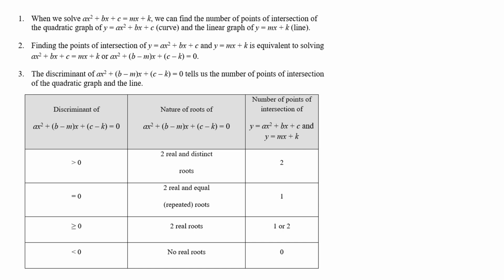Or the curve does not intersect the line at all, then of course there's no intersection point, so that means there's no real roots. So what determines whether it has two real distinct roots, or two real equal roots, or two real roots, or no real roots? It's this thing called the discriminant. And what is this discriminant?